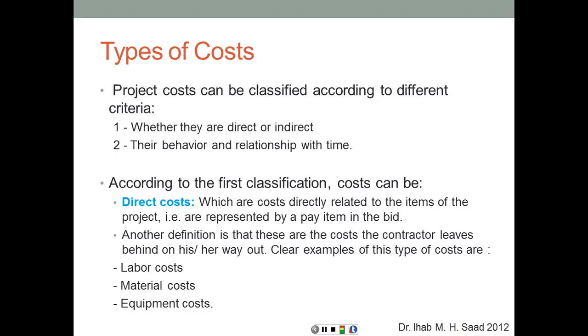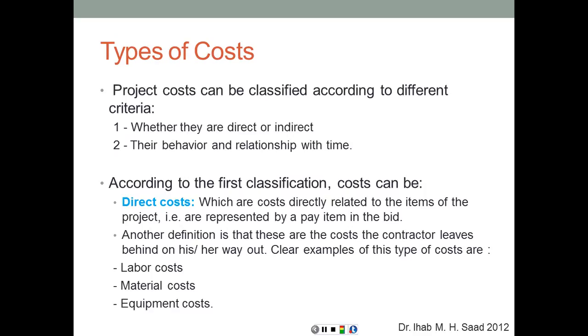Direct costs are the costs directly related to the items of the project or are represented by a pay item in the bid. You may also say that these are the costs of things that the contractor intentionally leaves in the project on their way out. So the cost of bricks and blocks, the cost of concrete and steel, the cost of glass, the cost of carpet, the cost of electrical supplies, the cost of mechanical equipment that's going to be permanent in the project, like air handling units or things like that.